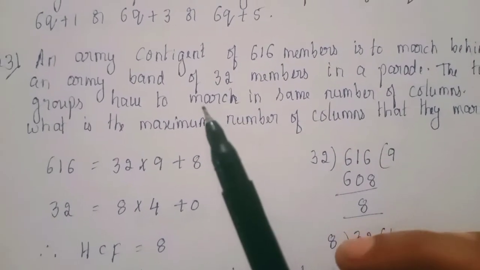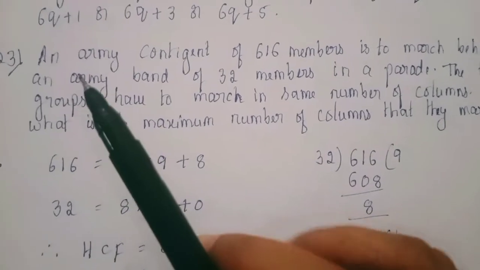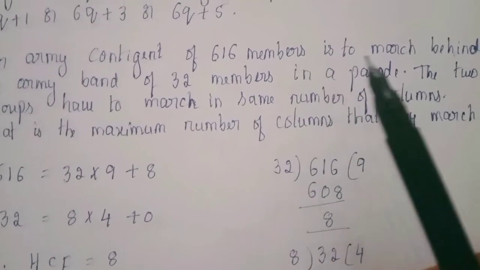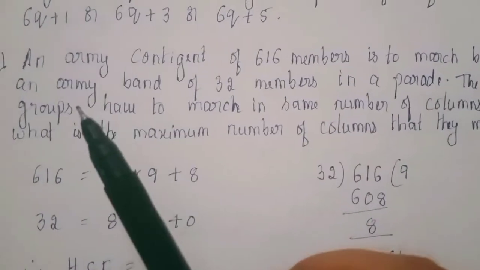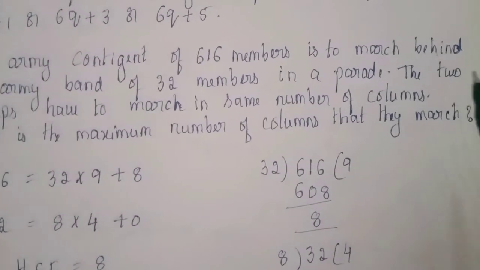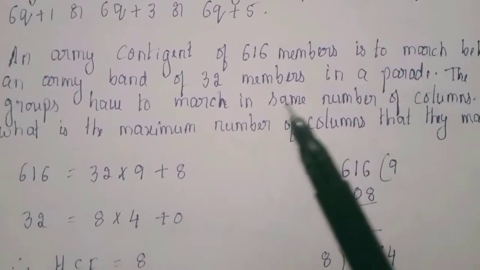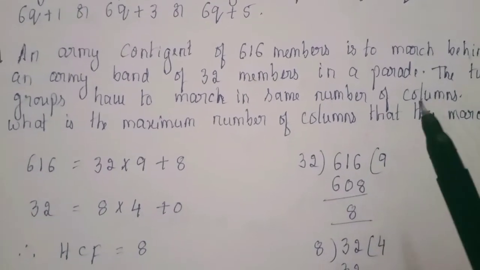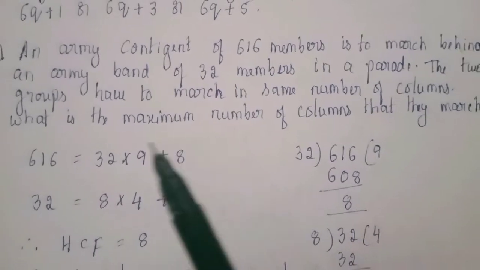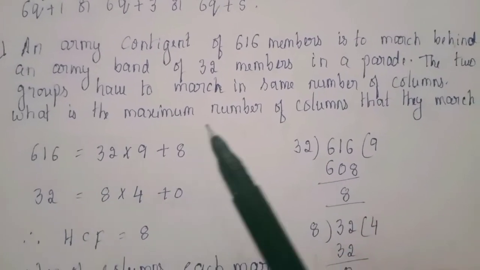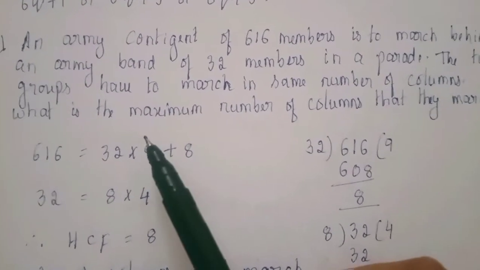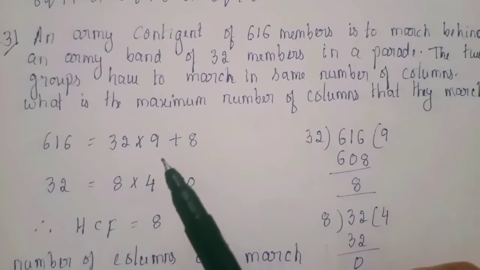in the question. Let me read the question. Given an army contingent of 616 members is to march behind an army band of 32 members in a parade. The two groups have to march in the same number of columns. He is telling that the number of columns of each category should be the same. He is asking what is the maximum number of columns that they can march. So don't think that because he has given the word maximum, we have to do LCM.